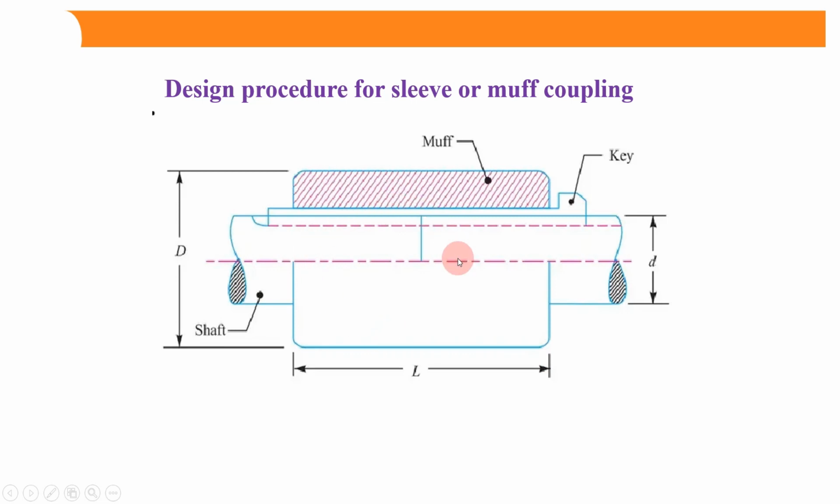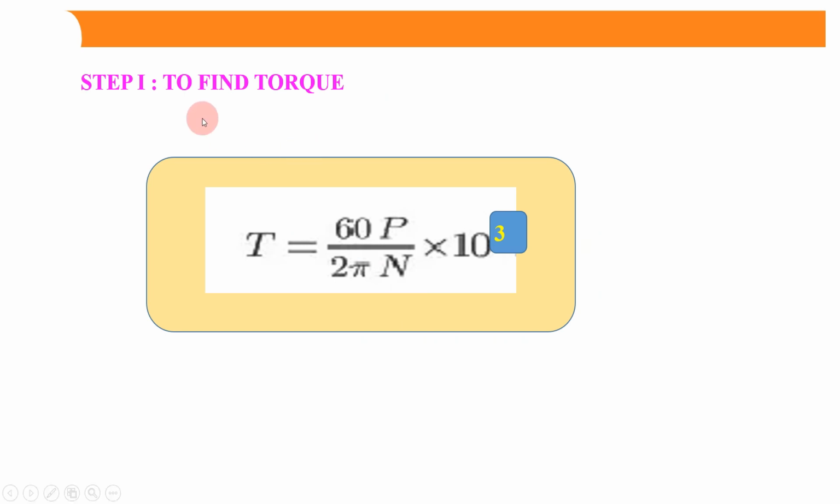So how do we design a sleeve or muff type of coupling? Let's see. Step number 1 is to find the torque. T is equal to 60 into P divided by 2 pi n into 10 raised to power 3. This formula is generated from the power formula, P is equal to 2 pi n T by 60. By this relation we can easily find out the torque required for muff coupling.